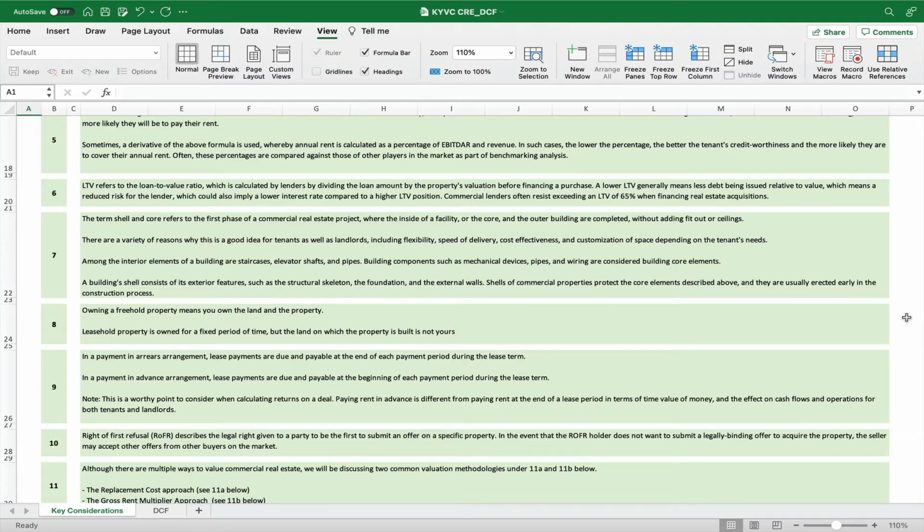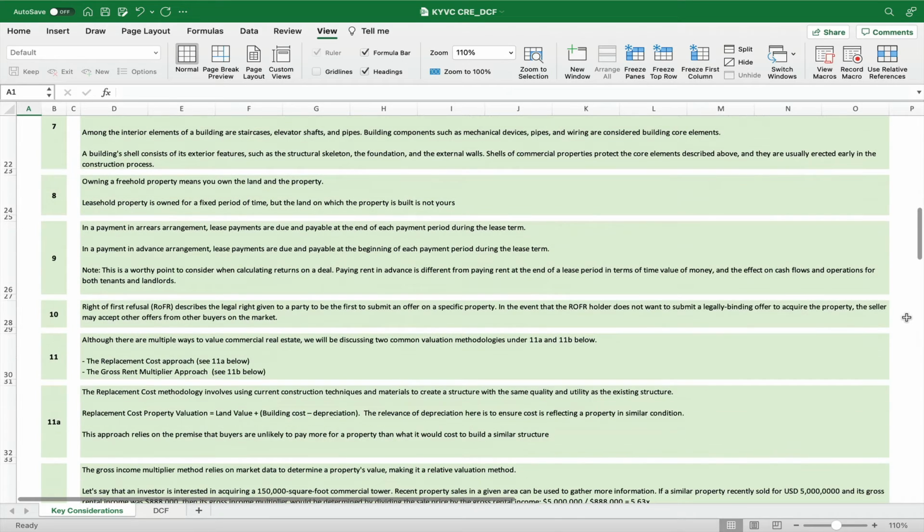The next concept, or the next idea, is distinguishing between a freehold property and a leasehold property, whereby a freehold property means you own the land and the property on which it's built. A leasehold property, however, is one that is owned for a fixed period of time, but the land on which the property is built is not yours. That is something that investors obviously take into account.